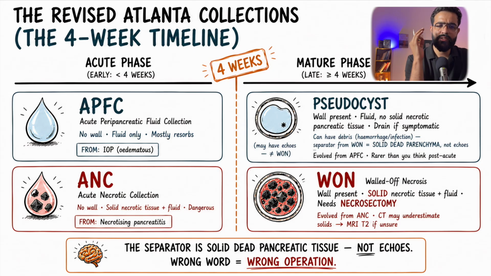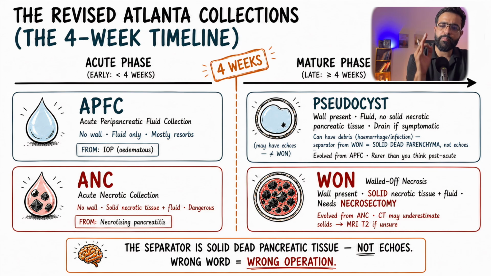One more thing, and your seniors may not tell you this. True pseudocysts following acute pancreatitis by revised Atlanta criteria are actually uncommon. Most mature collections you will see post acute necrotizing pancreatitis that were historically called pseudocysts are actually WON, misclassified under the old terminology. The old Atlanta 1992 called everything a pseudocyst. The 2012 revision fixed that, so use the 2012 terms. Now why does this even matter? Because the intervention threshold is completely different.